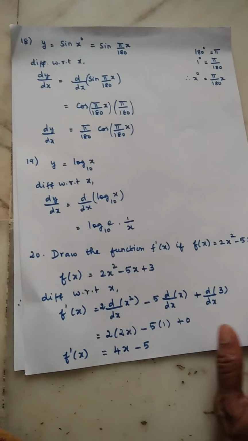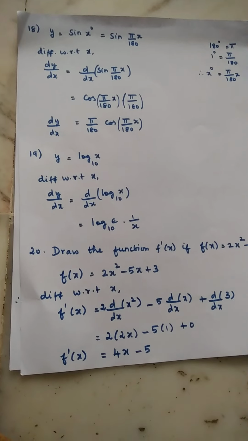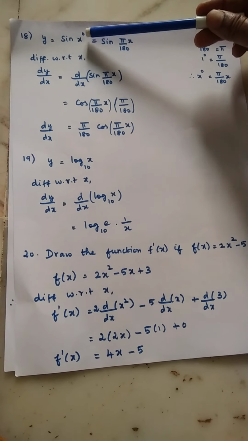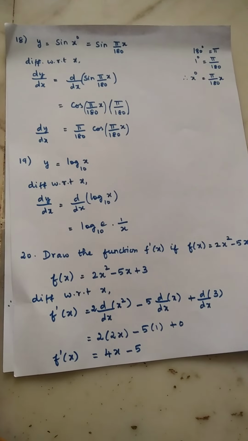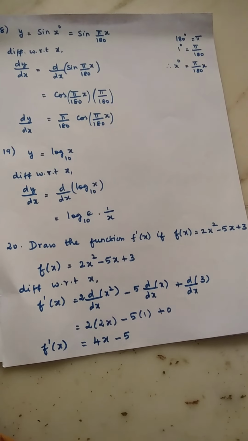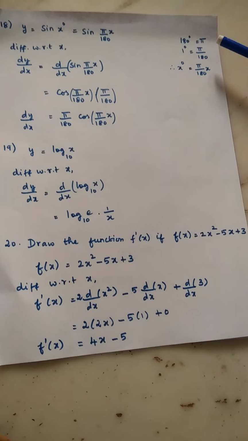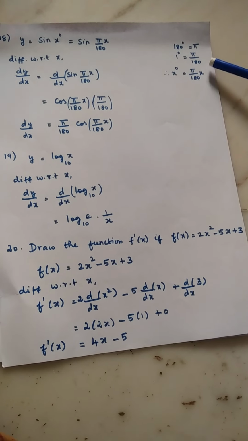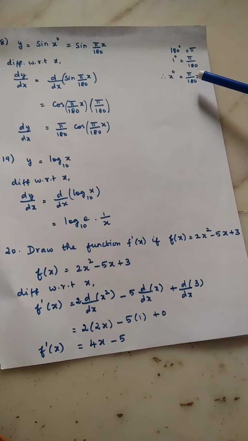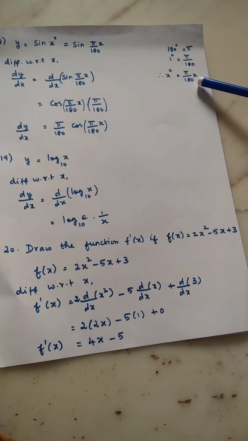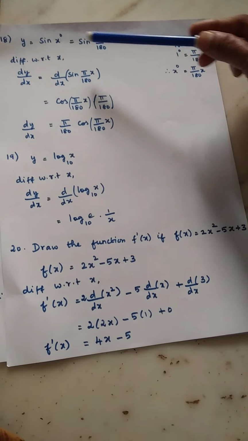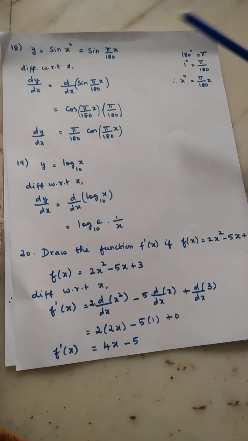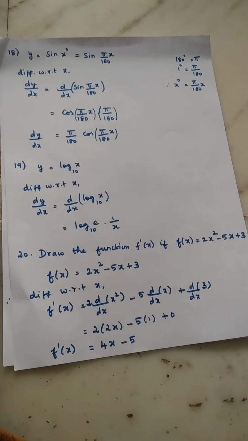Next, question number 18. y equal to sin x degree. To find the derivative. Here, the variable x is given in degrees. First, let us convert to radians. In trigonometry, we have learned this: 180 degrees is equal to pi. 1 degree is equal to pi by 180. Therefore, x degrees is pi by 180 into x. So this x degree is replaced by pi x by 180. So y is equal to sin pi by 180 x.